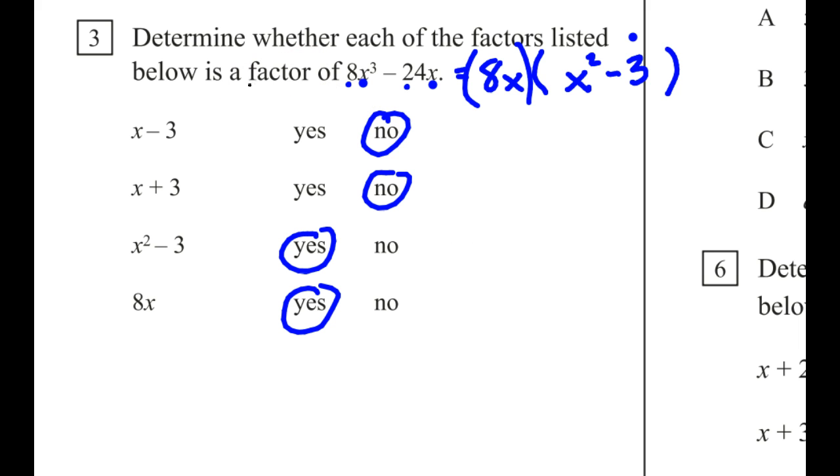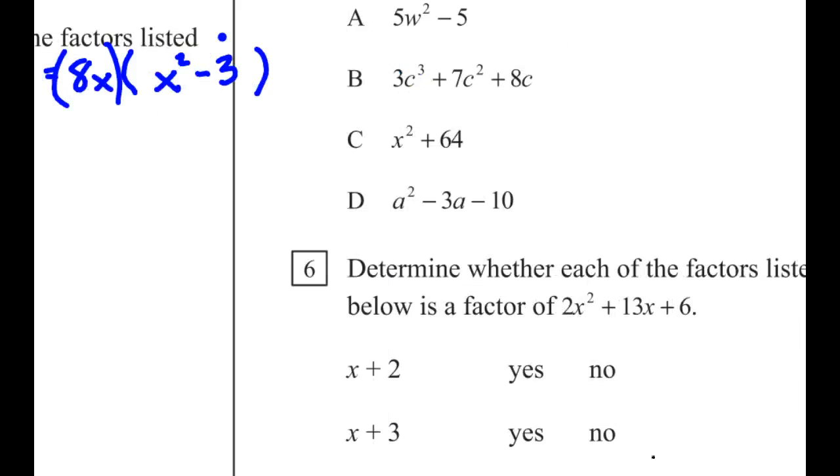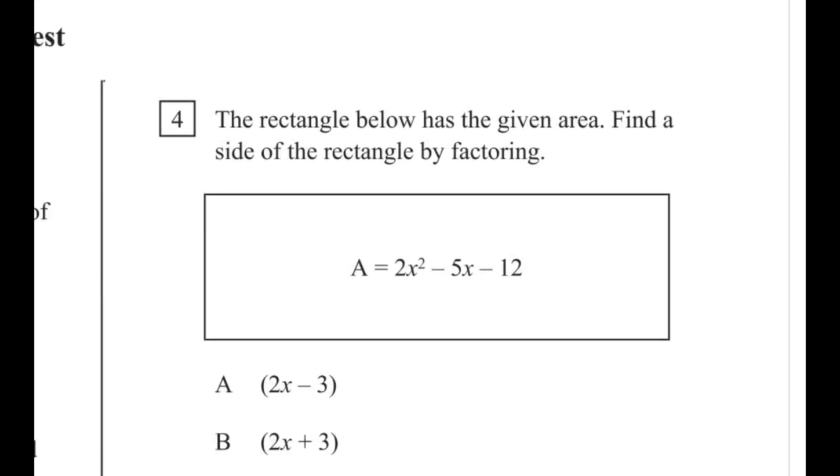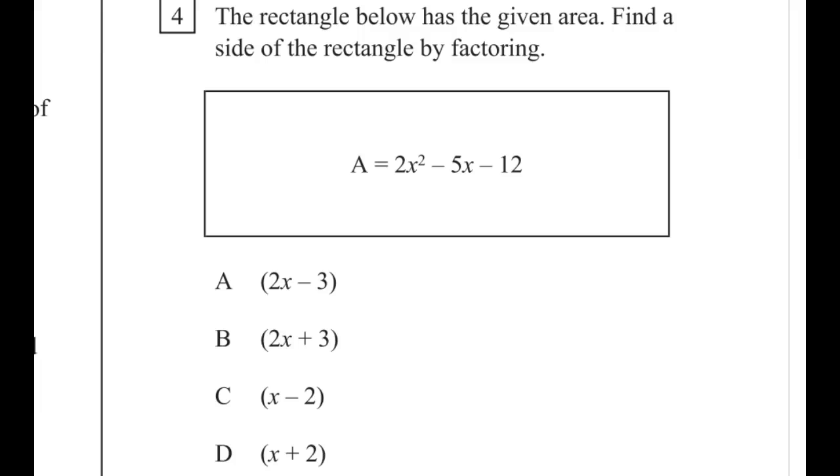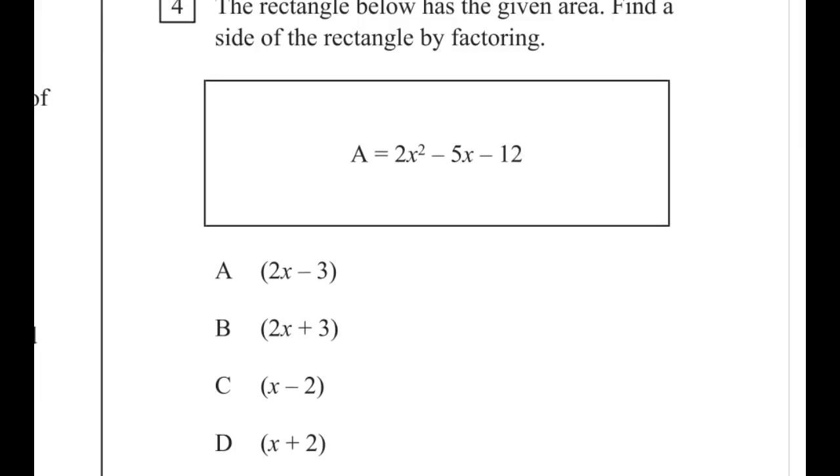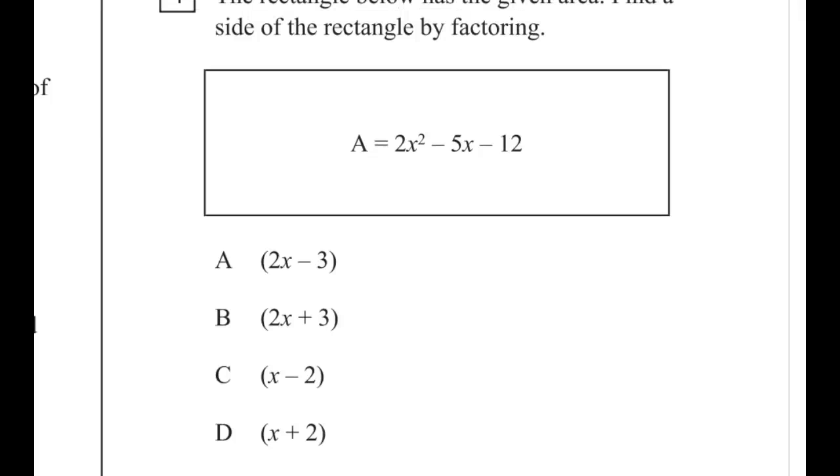So a factor, think of multiplication. If you're multiplying it, it's a factor. So since it's 8x times x squared minus 3, that makes both of these factors. Okay. Let's go back up here. We've got an area of a rectangle. Find the sides by factoring. So even if we don't understand the rectangle and the area and all that stuff, you know how to factor things like this. These look like possible answers, so go ahead and factor it.